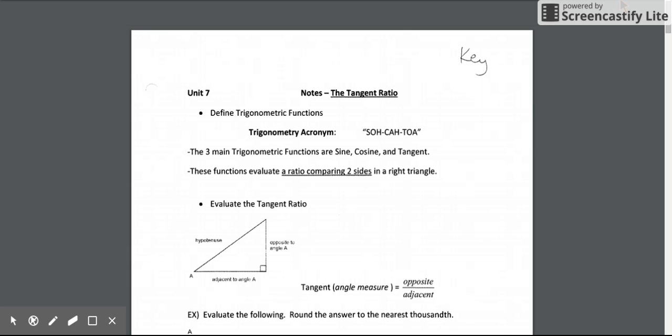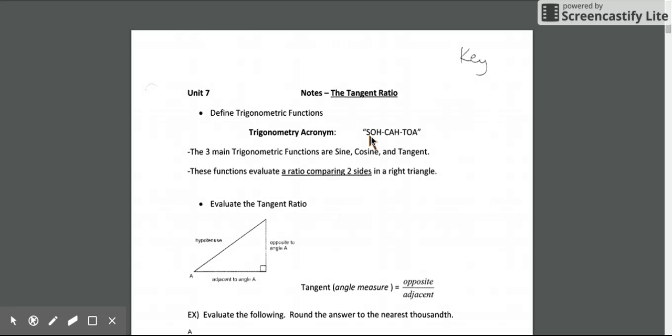In this video, I'm going to be explaining what the tangent ratio can do for us when we're solving a right triangle. So first, let's introduce this idea of trig functions. There are three main trig functions. They're called sine, cosine, and tangent. And each of them are really evaluating a ratio comparing two sides in a right triangle. Each of these are going to evaluate a different comparison. And today we're going to focus on the tangent ratio.